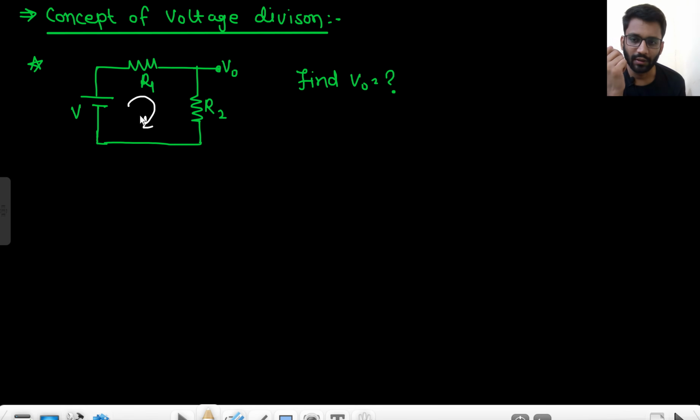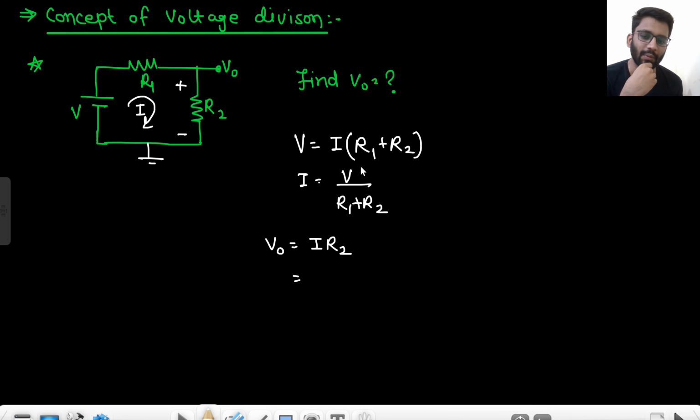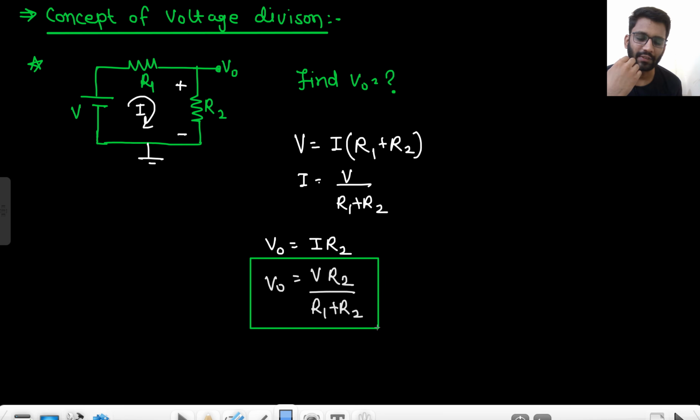So what you can do? There will be some current I. So you can say that the voltage V equals I times (R1 plus R2). So basically I equals V by (R1 plus R2). What is your V naught? Let's assume this is ground. V naught is I R2, right? This potential, V naught, is I R2. So what is the value of I? I is V upon (R1 plus R2). So basically your V naught is V R2 upon (R1 plus R2). So this is one method of finding V naught. Okay, satisfied with that? Very basic network, right?